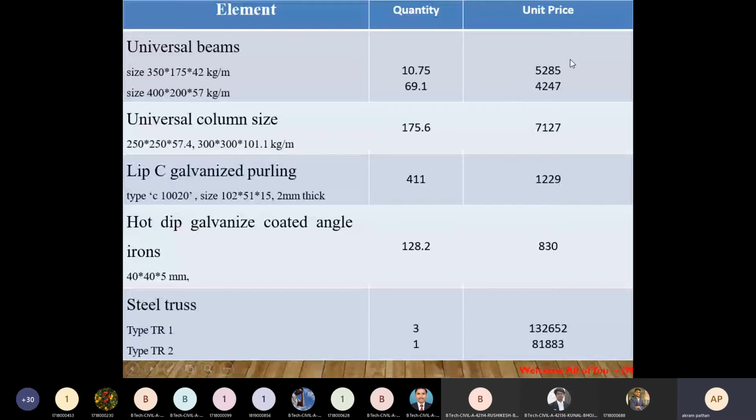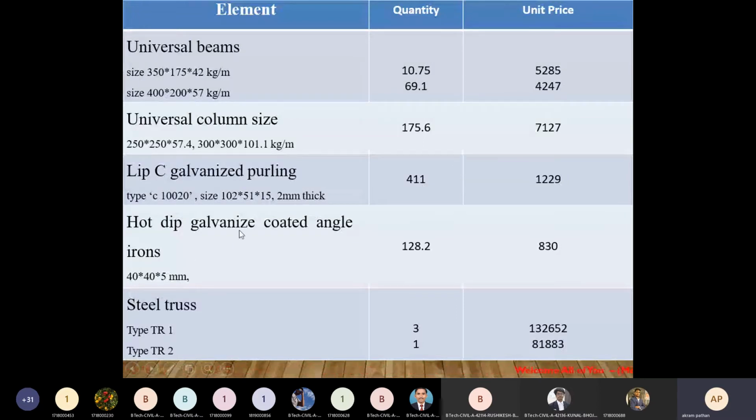Then the universal column size will be 250 by 250, or 300 by 300. The weight of this particular column size is 101.1 kg per meter, and the quantity we require, for example, is 175.6, and the unit price is 7127. For example, we have Lipsy galvanized purlin. We have the sizes, and the thickness of the purlin is 2 mm, and the quantity required is 411.